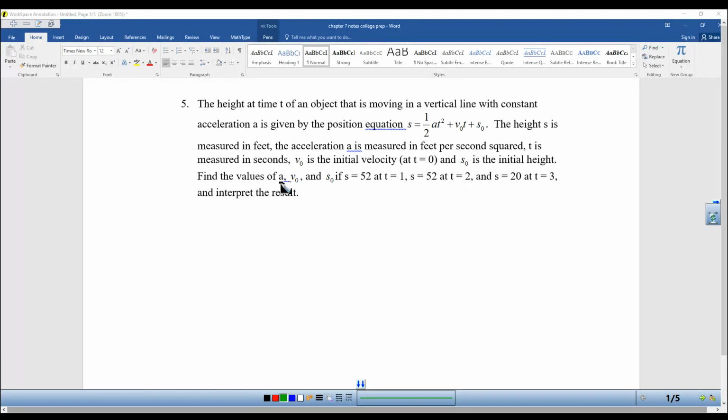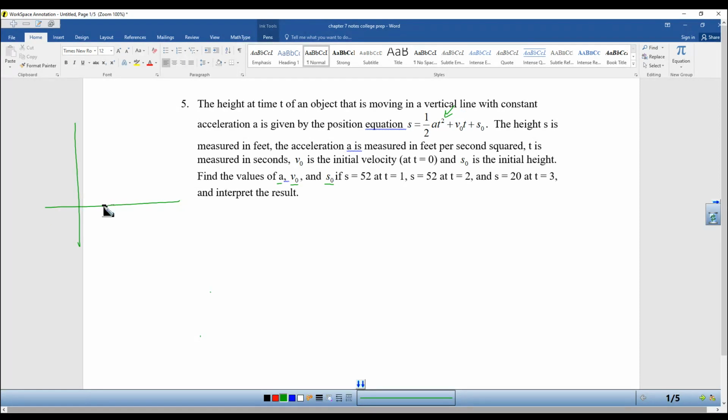So what we're going to do is find the values of A, v sub 0, and s sub 0, given 3 points that I know. Now, first of all, you might notice that this is a quadratic equation. So as a quadratic equation, I know it's going to make a parabola.